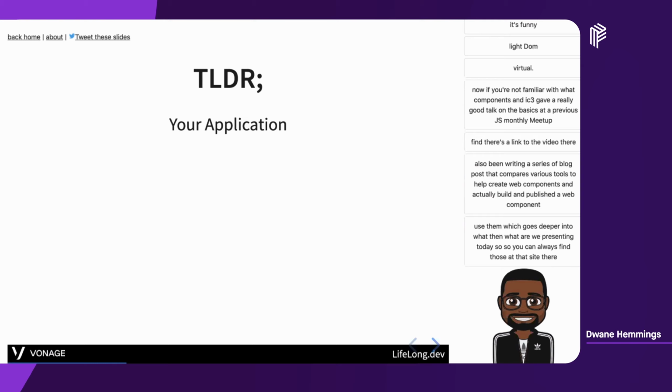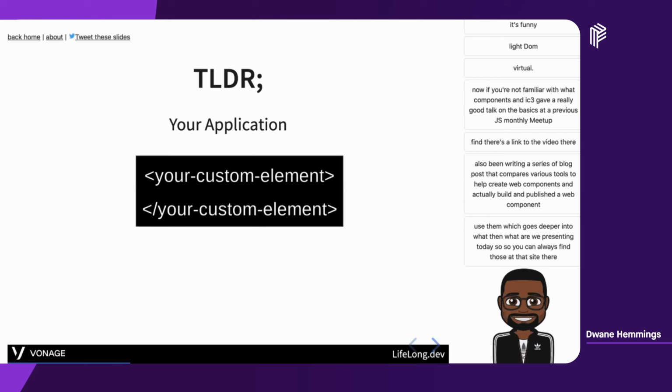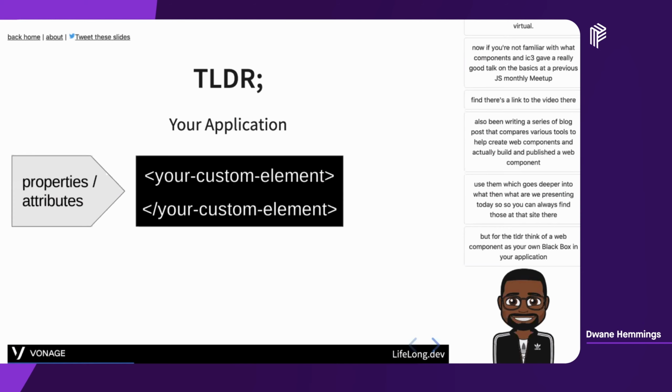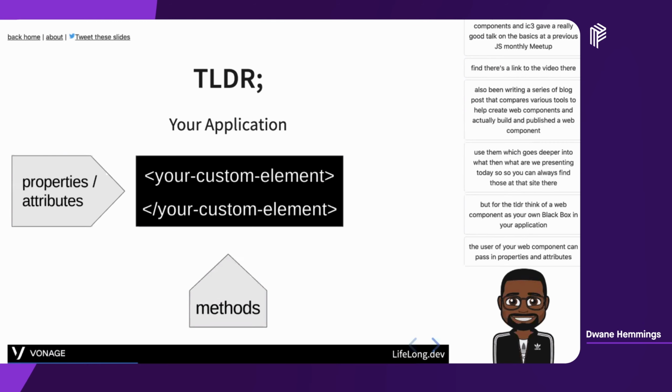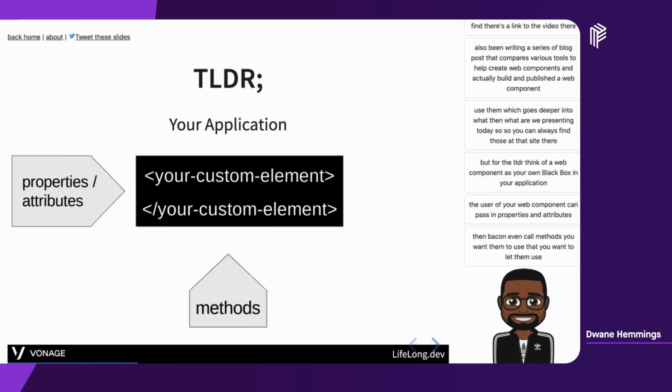But for the TLDR, think of a web component as your own black box in your application. The user of your web component can pass in properties and set attributes. Then they can even call methods that you want to let them use. If your web component emits some custom events, the user can listen for those in their application.